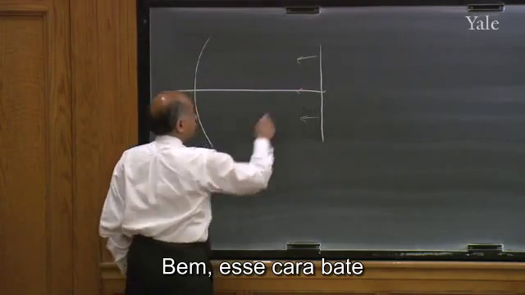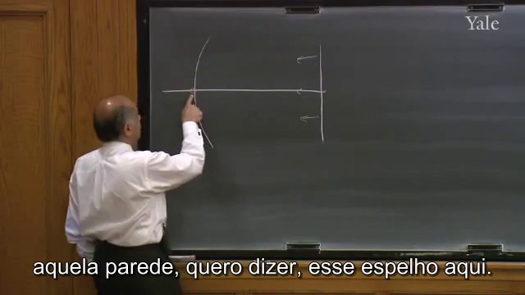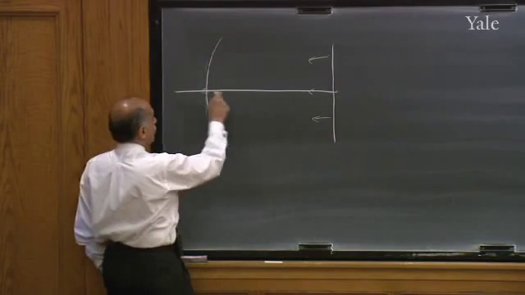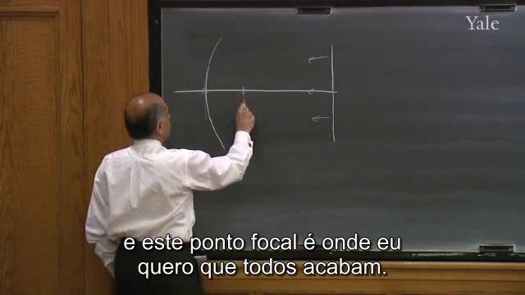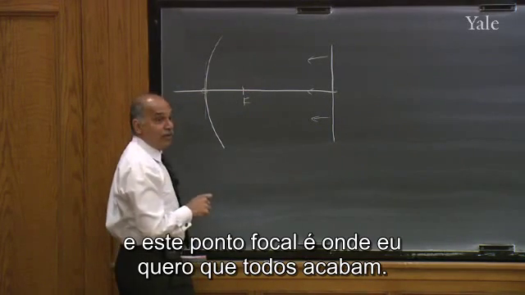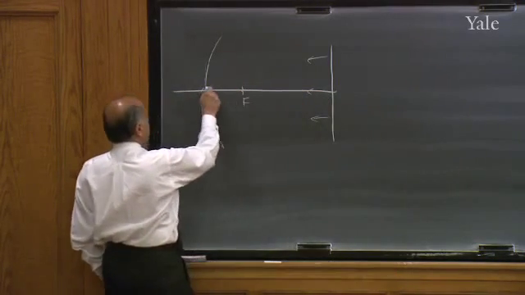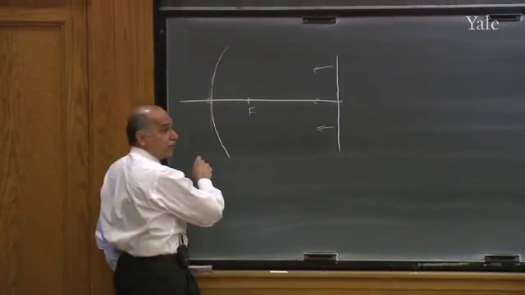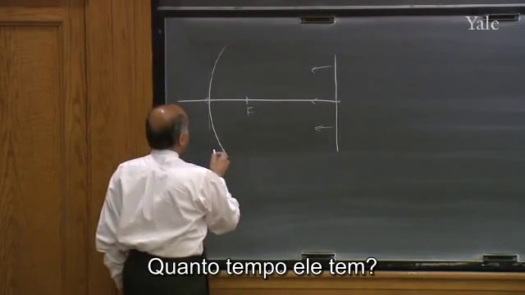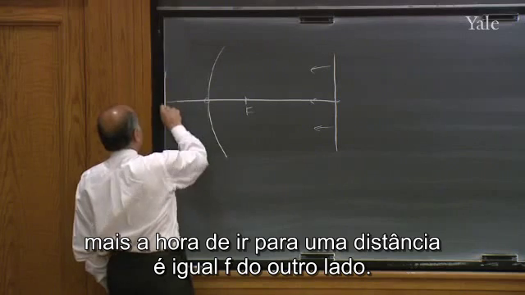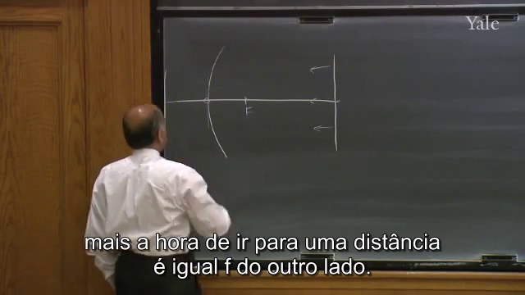Well, this guy hits that wall, this mirror here. The mirror is locally vertical, so it bounces right back. And this focal point is where I want everyone to end up. So this ray does that, loops around, and comes back here. How much time does it have? Well, it has the time to go here, plus the time to go an equal distance f on the other side.